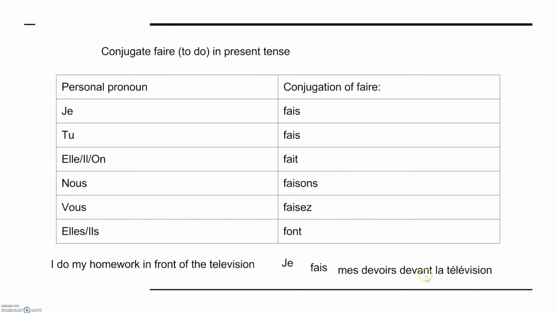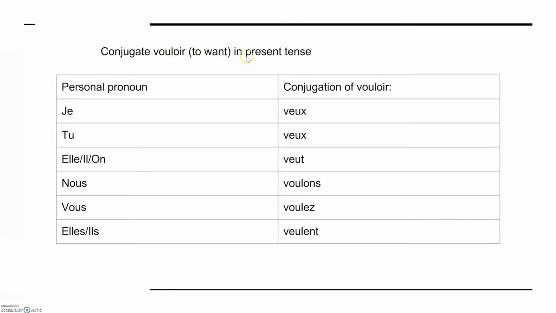Devant is a lovely preposition. And la télévision. Vouloir is the verb to want. So je veux means I want, tu veux means you want, elle veut means she wants, and so on. I think you guys will get the gist by now.